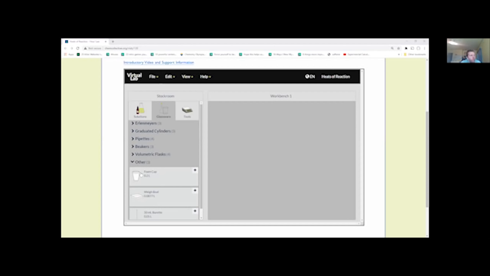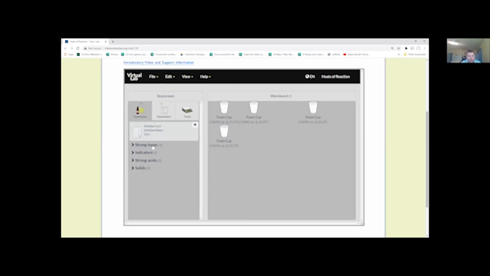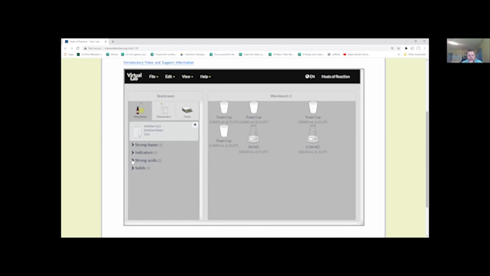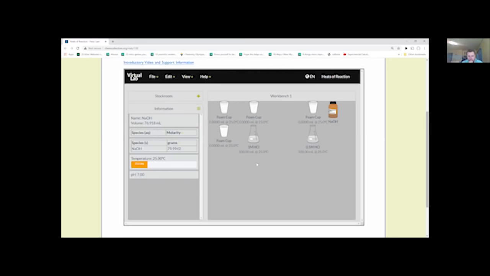I'm going to add my foam cup. I'm going to do a total of 4 trials here. Foam cup, foam cup, foam cup, foam cup. Then I'm going to get aqueous, liquid HCl, but I'm going to do 2 different things. I'm going to use 1 molar HCl and 0.5 molar HCl. The last thing that I need to add is sodium hydroxide.